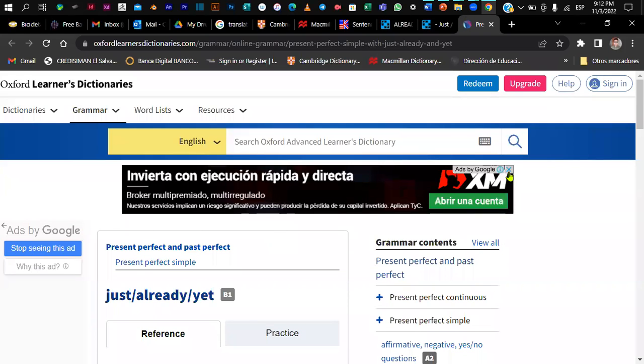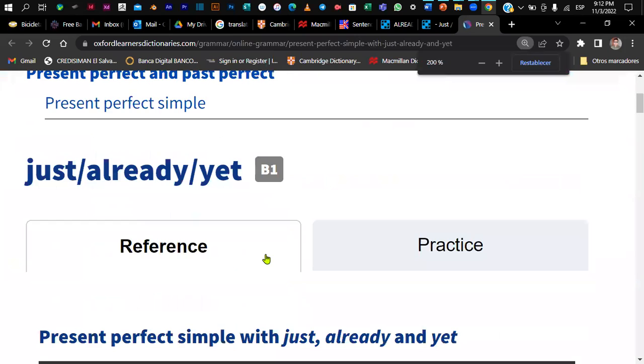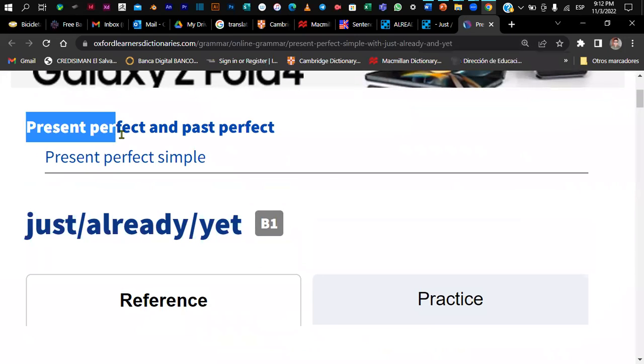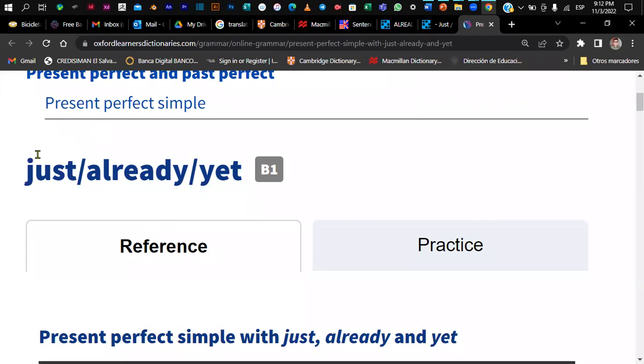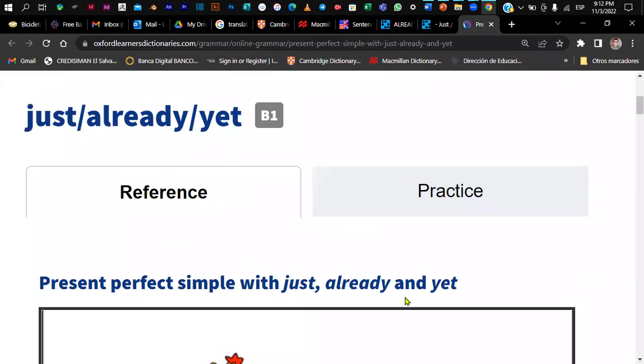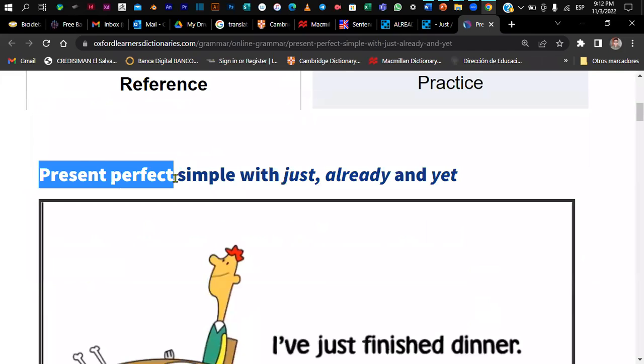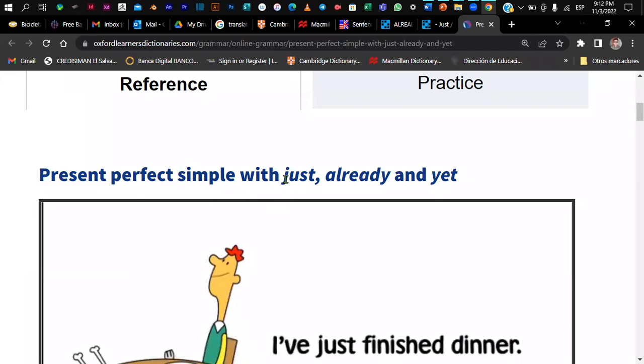Let's close some tabs. Okay. Present perfect and past perfect. But mainly we are gonna study just, already, yet. Okay, all good. Present perfect simple with use: already and yet. Okay, you told me yet means this. Yet significa esto.